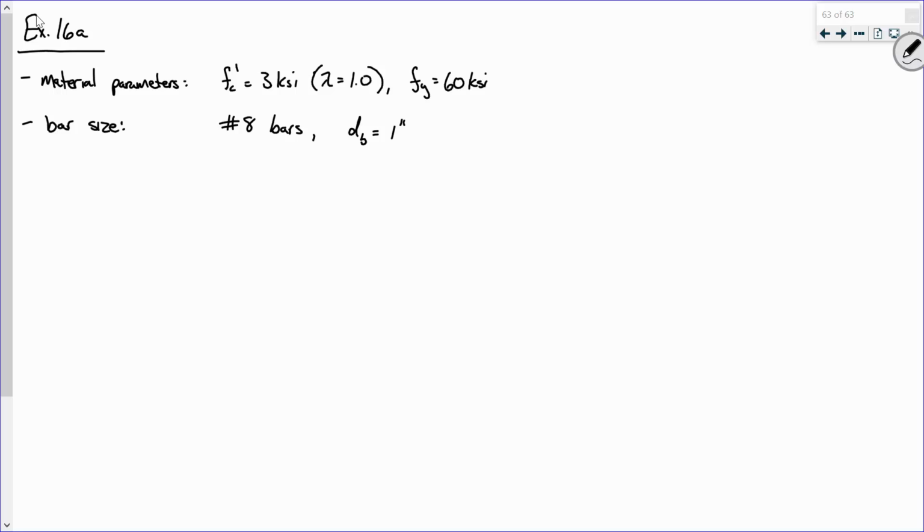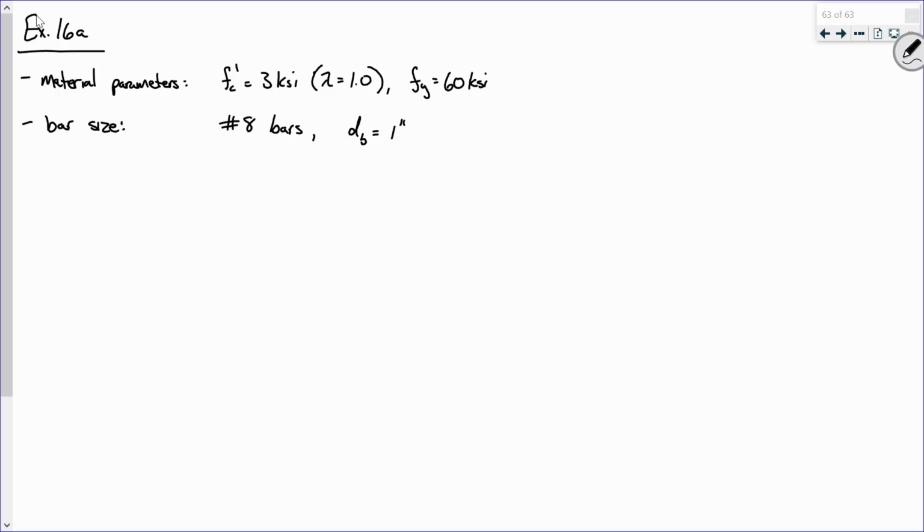Anything from a number 3 to a number 8, your diameter is that number divided by 8. So if it was a number 7 bar, your diameter would be 7/8. If it was a number 6 bar, your diameter would be 6/8 or 3/4. So a number 8 bar, the diameter is 1 inch. Now don't get that confused with a number 9 bar where the area is 1 square inch. There's a difference between diameter and area. So, sound good? All right. Y'all should remember that.